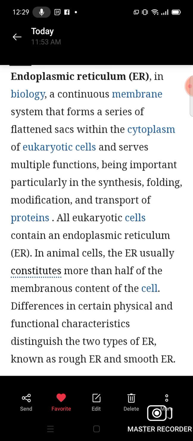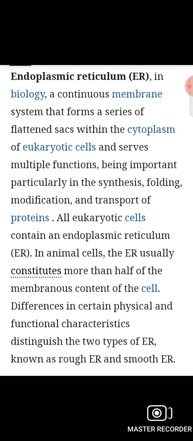All eukaryotic cells contain an endoplasmic reticulum. It is present in the cells of all higher organisms, like all eukaryotic cells. In animal cells, the endoplasmic reticulum usually constitutes more than half of the membranous content of the cell.